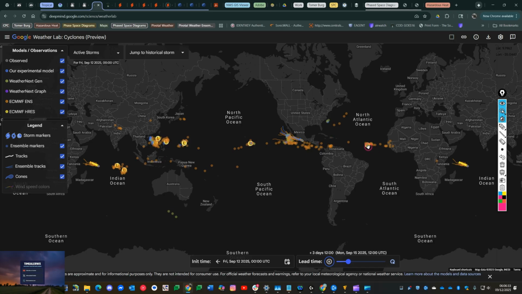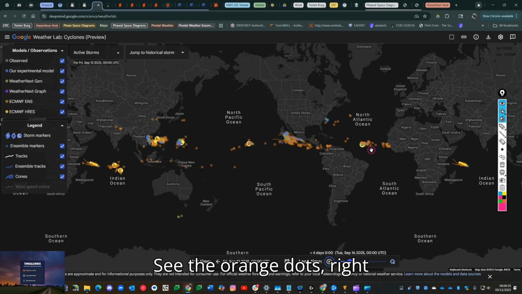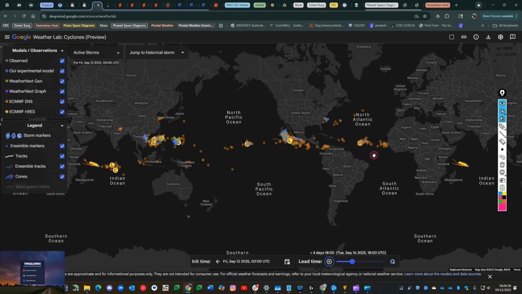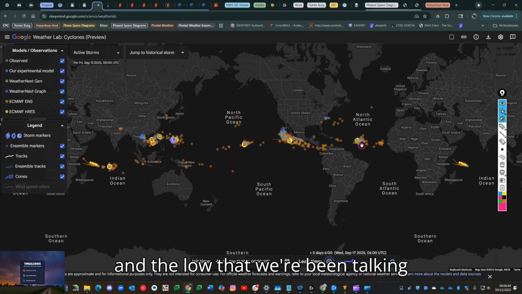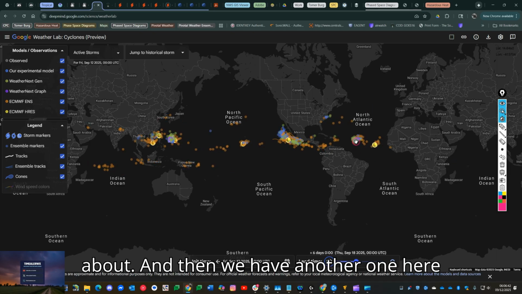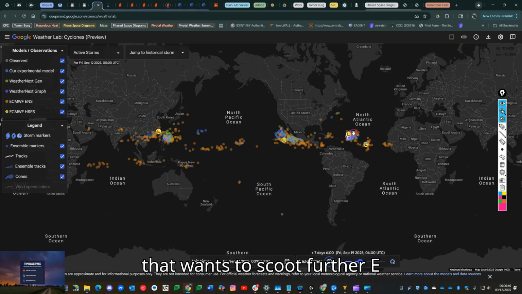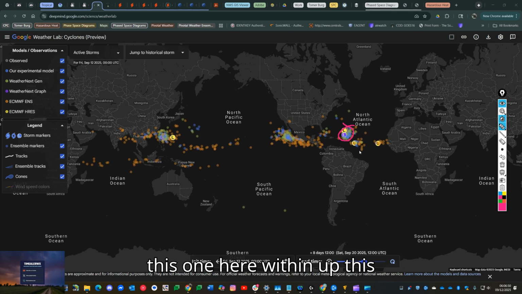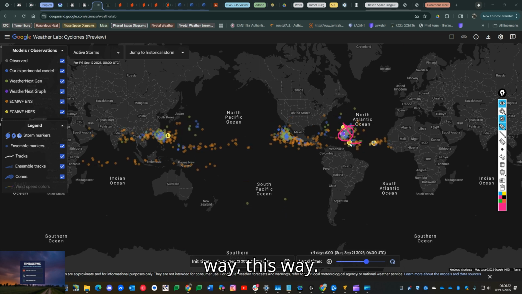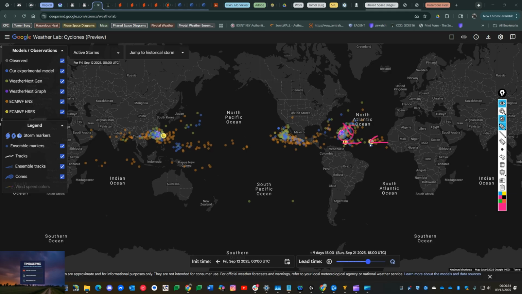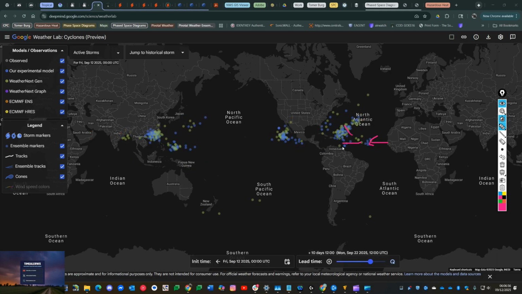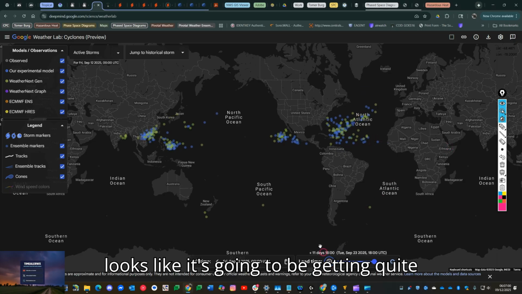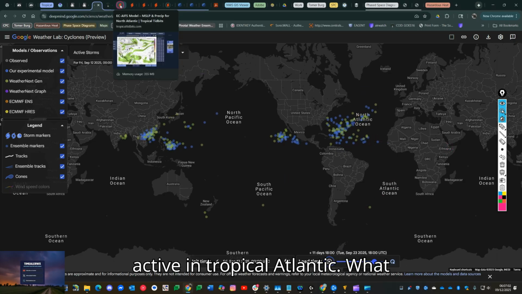See the orange dots, right, and the low that we've been talking about, and then we have another one here that wants to scoot further east. This one here, moving up this way. So you see what I'm talking about here. Looks like it's going to be getting quite active in the tropical Atlantic.